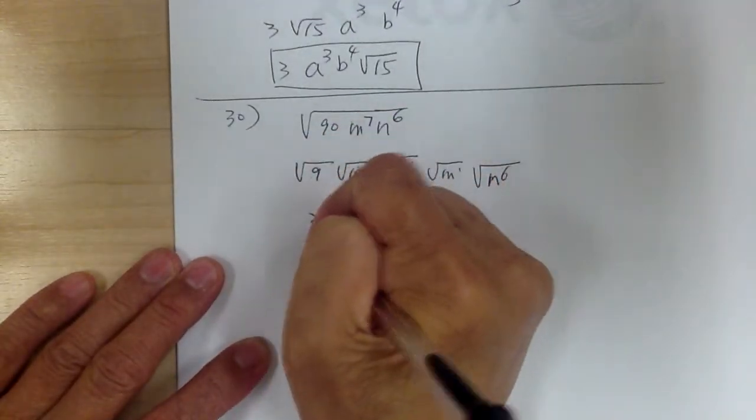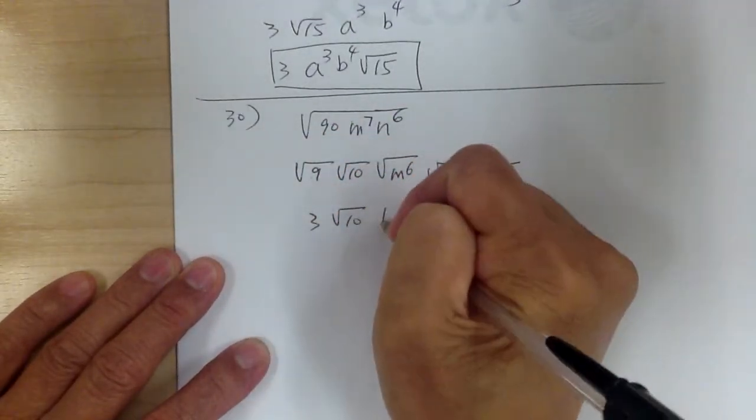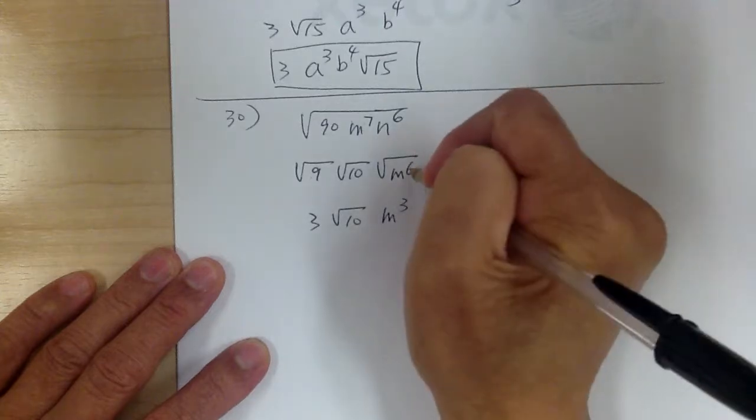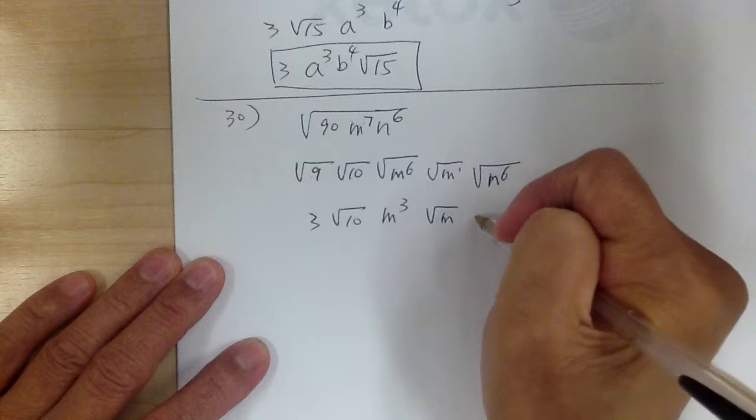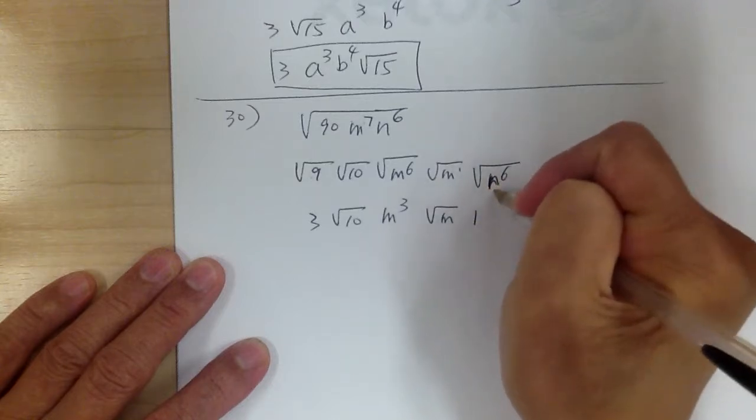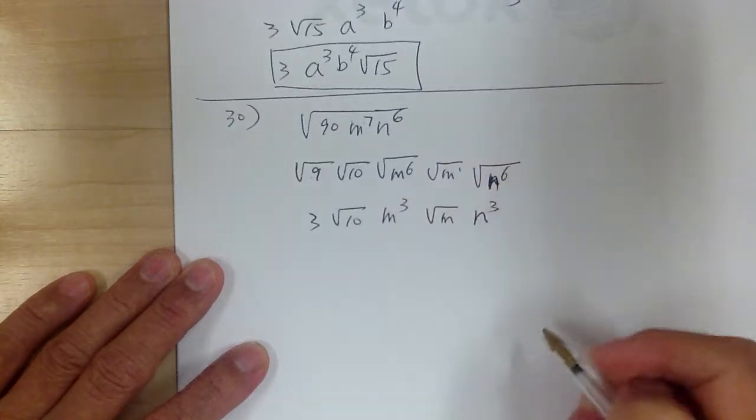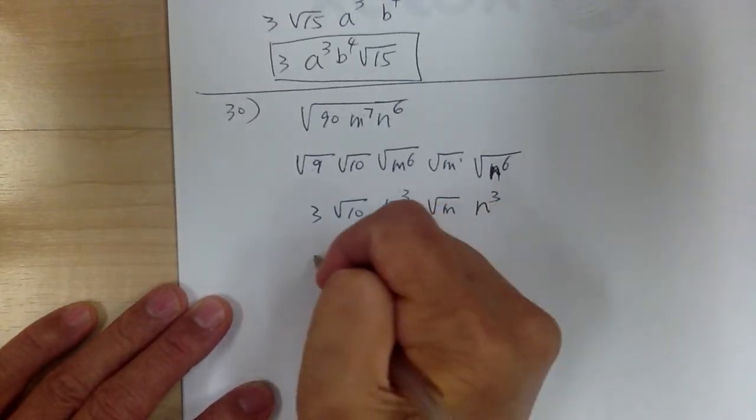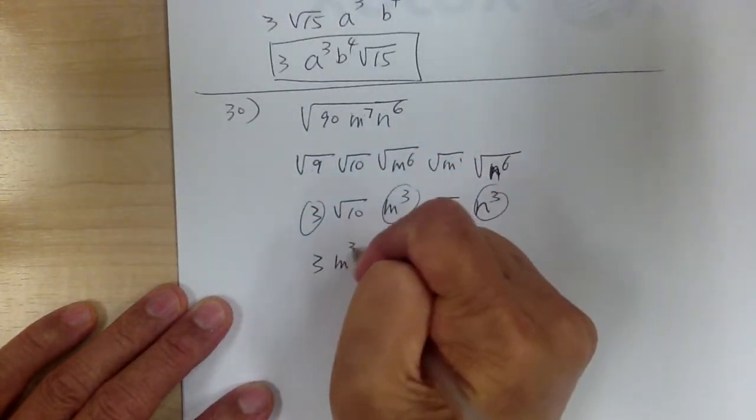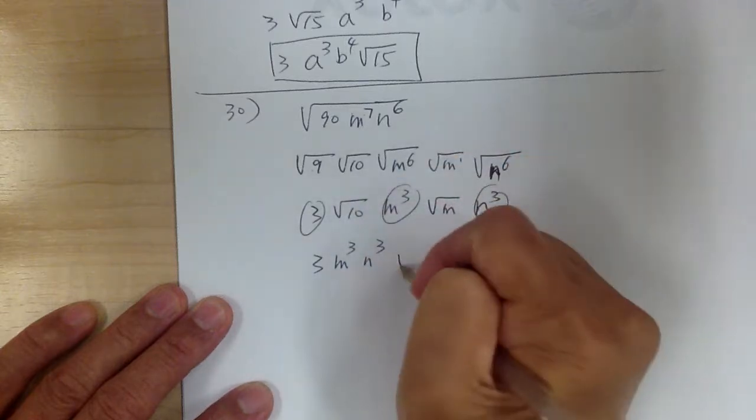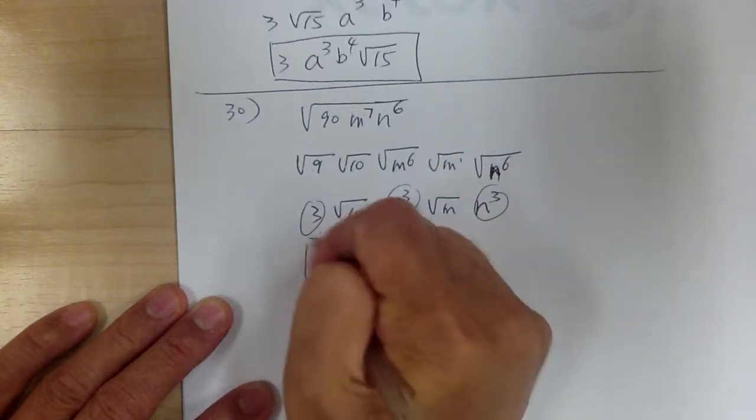So this would be a 3. This one cannot. This one would be m to the 3. Again, as soon as you simplify, the square root is gone. Right? And this one cannot. This one would be n to the 3. Then rearrange things a little bit. So you got 3 and you got an m cubed n cubed. And then the leftover will be square root of 10m.